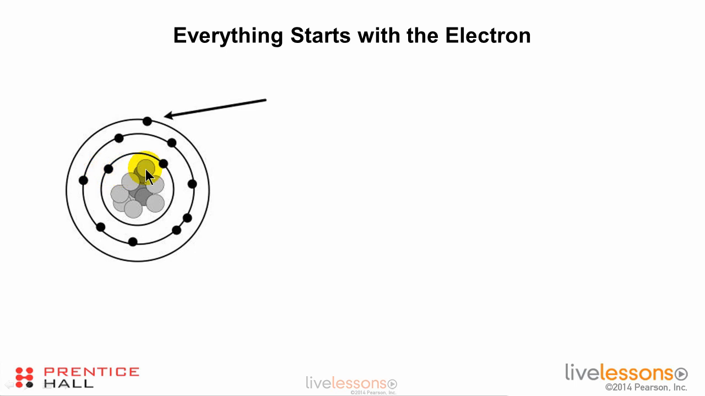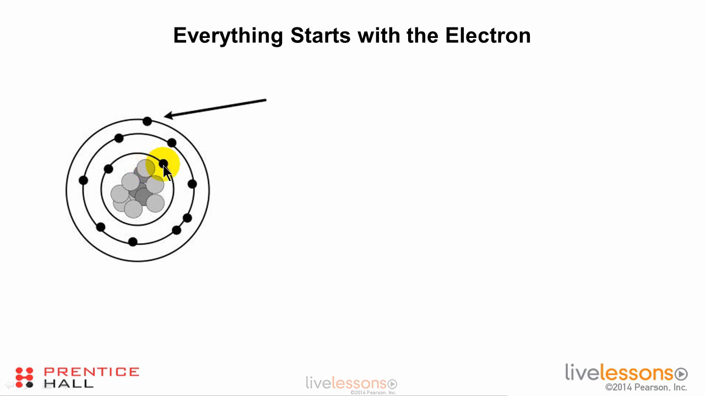Protons have a positive charge. Electrons have a negative charge. There are as many electrons as there are protons, so that most atoms are charge neutral. And the atomic number of an element is the number of protons, and therefore the number of electrons, that that particular element has.